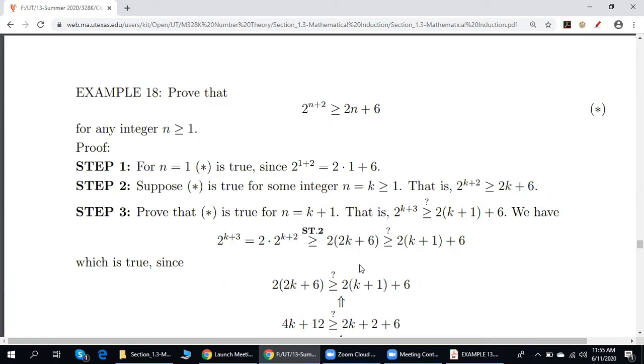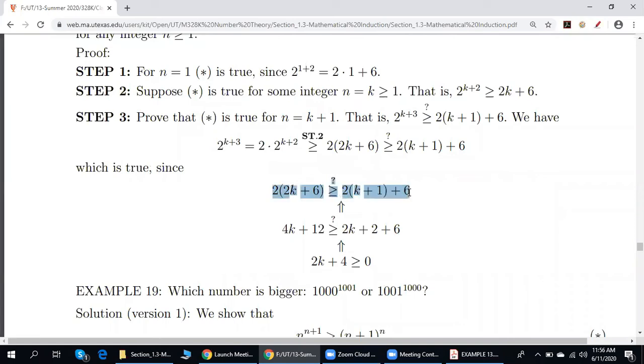So by step 2, 2k plus 3 is greater or equal to this. But we need to prove that 2k plus 3 is greater or equal to this. So here we put question mark. What is left is to prove that this expression is greater or equal to this expression.